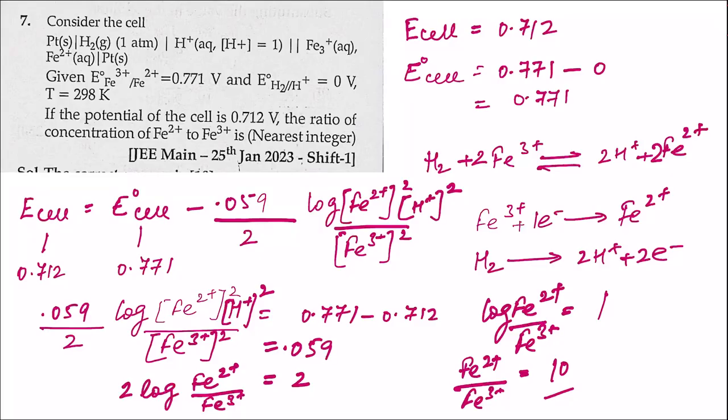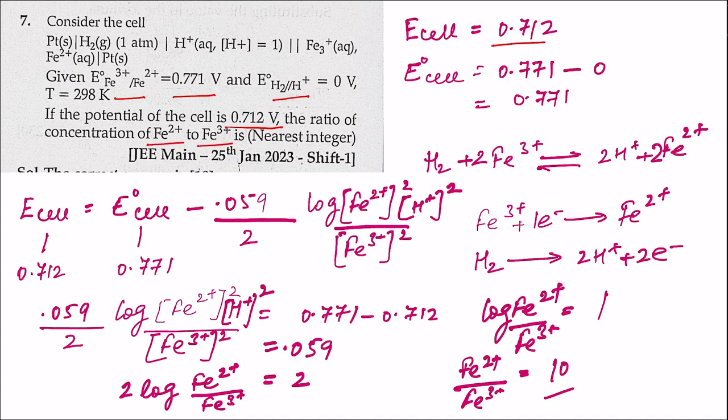Consider the cell. यहाँ पे एक cell given है. Standard electrode potential of iron is given, that is 0.771 volt. Standard electrode potential of hydrogen electrode is equal to 0 volt, temperature 298 Kelvin. Potential of the cell is 0.712 volt. You have to find the ratio of the concentration of Fe2 plus ion to Fe3 plus ion.